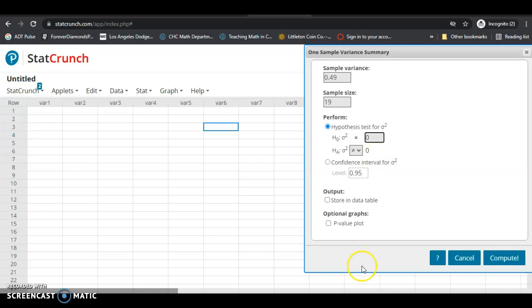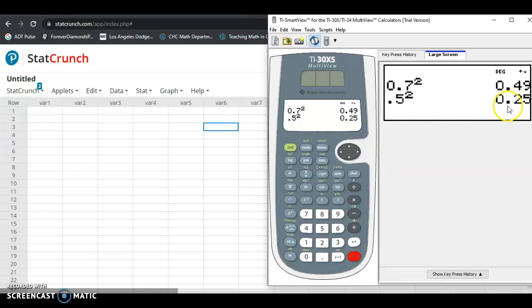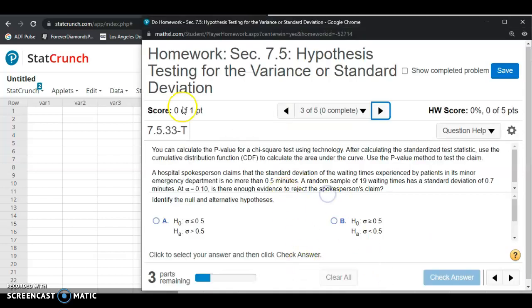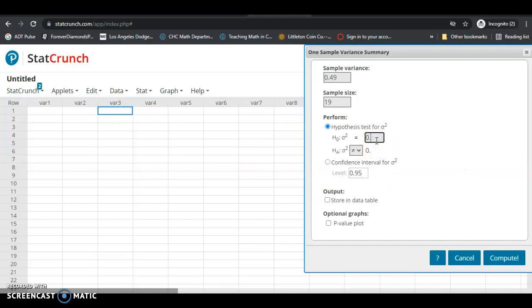or in your handheld calculator like we just did, type in the actual value, which is 0.25. So 0.5 squared is 0.25. Okay, that's the hypothesized value of the population variance. That's what you input here into StatCrunch, so 0.25. Okay, so no more than would mean less than or equal to. So that would go in the null hypothesis.